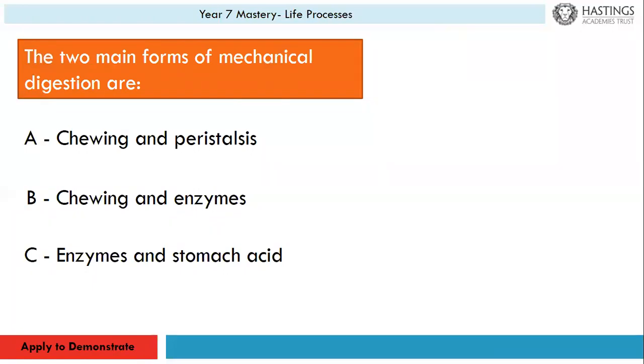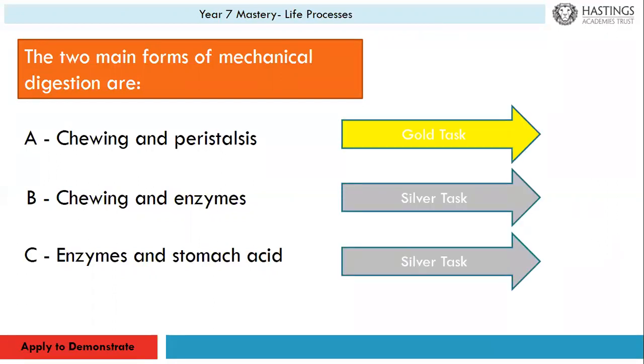Now, this is the hinge question, which will determine which task you're going to do next. There are 2 main forms of mechanical digestion. Could you choose A, B, or C as to determine which you think they are? Okay, so well done. If you got that chewing and peristalsis, i.e. the squeezing of the muscles in the small intestine, you need to do the gold task on the next sheet, and if not, you do the silver task with me.